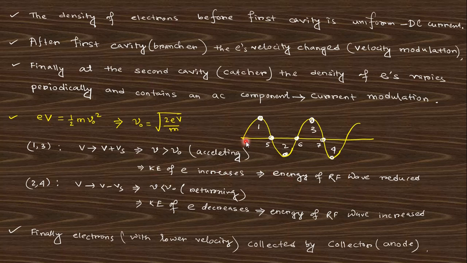Actually we want to enhance the energy of this RF power, but you can see here the electrons which reach that point gather the energy from the RF power, then the energy of the RF power will be reduced. In the retarding case, that is the negative half cycle, the voltage will be reduced, and the velocity of the electron will be reduced. Velocity reduces means the energy of the electron reduces. Where does the energy go? The energy goes to the RF power.